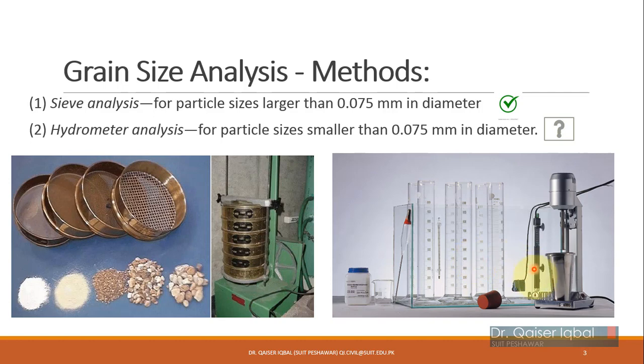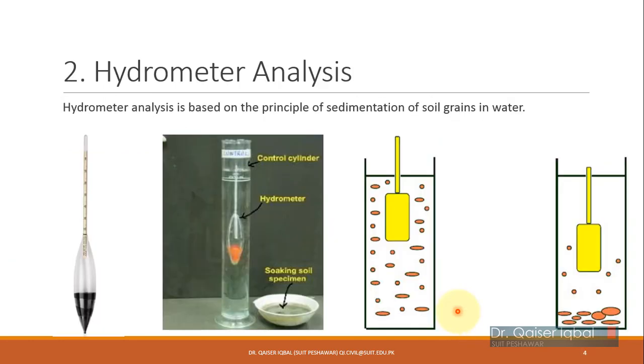All the equipment is available in your laboratory, and once you are conducting this experiment in the laboratory, you will use all this equipment to determine the hydrometer analysis and particle sizes of the soil which is finer than 0.075 millimeter in diameter. Here we will discuss the theoretical portion of this hydrometer analysis. Hydrometer analysis is basically based on sedimentation of soil grains in water.